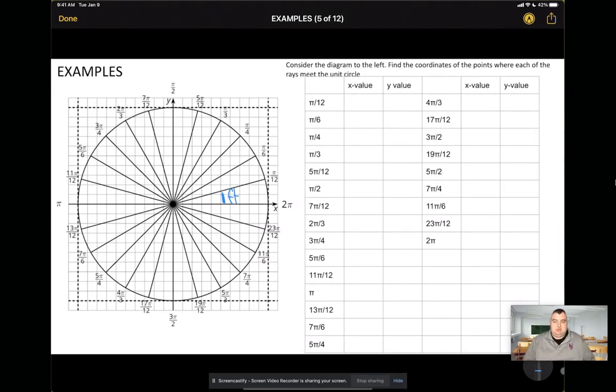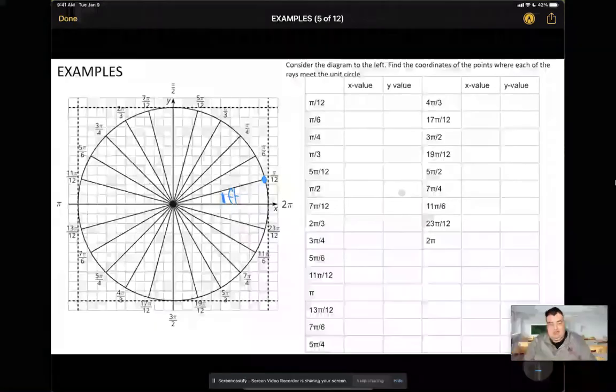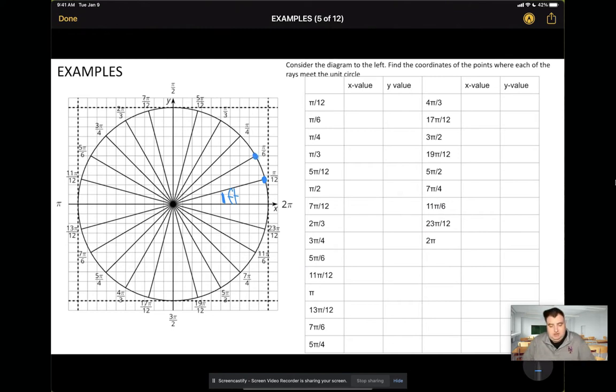So in other words, when the angle is pi over 12, we want to find the coordinates of this point. When the angle is pi over 6 radians, we want to find the coordinates of this point.